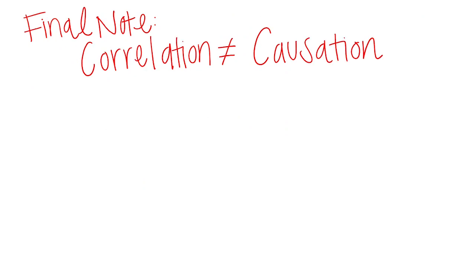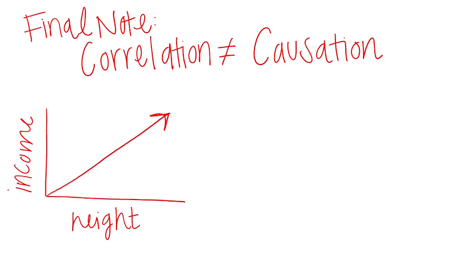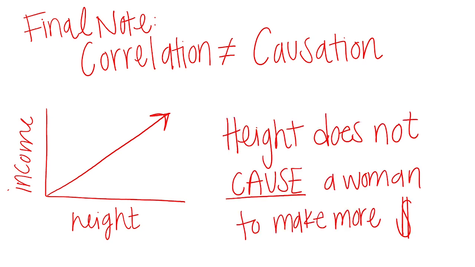As a final note, this regression line is showing us that taller women make more money on average because the slope is positive. The taller the woman, the higher their prediction will be on our regression line. However, remember that correlation is not causation. Being tall does not cause you to make more money. It is simply an association that was found.